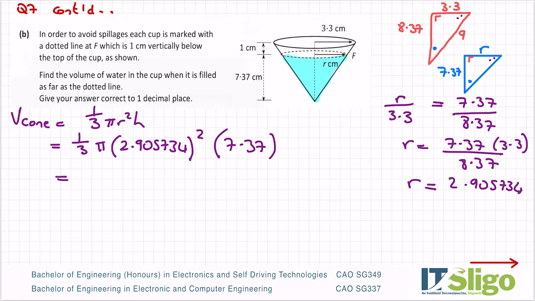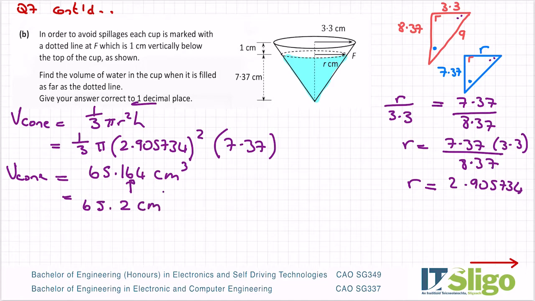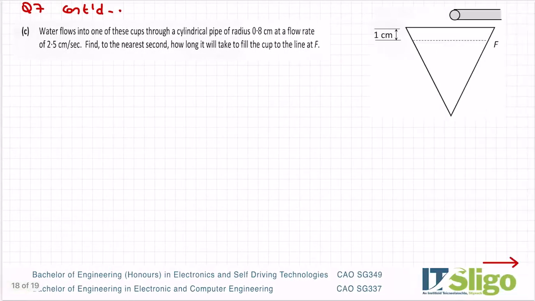And for that, I am getting the volume of my cone to be 65.164 centimeters cubed. It's a 3D shape, so to 1 decimal place, 65.2 centimeters cubed. So that's the volume of the cone.